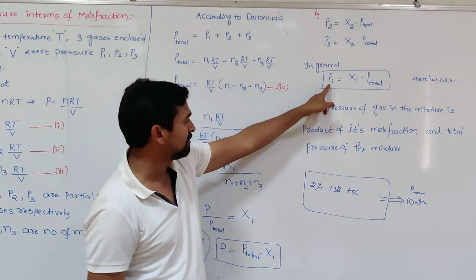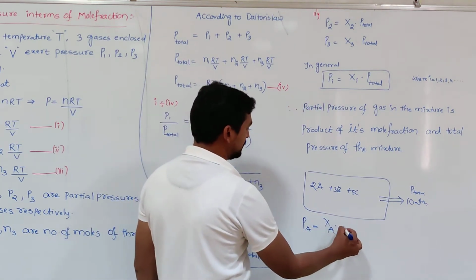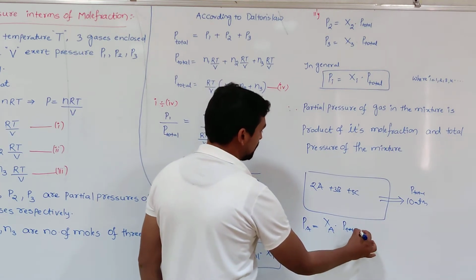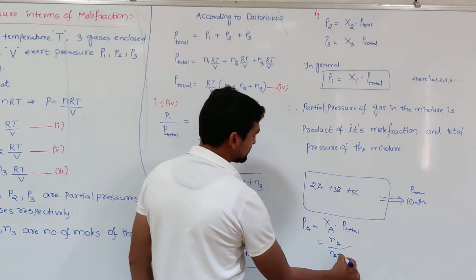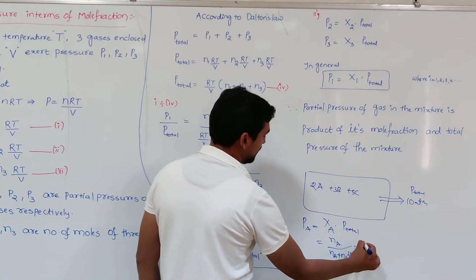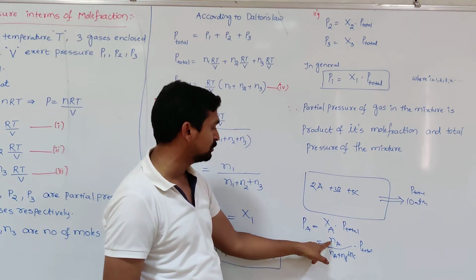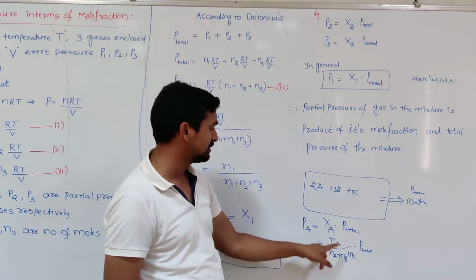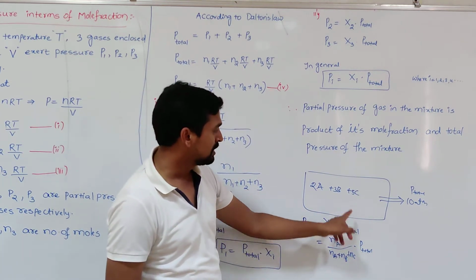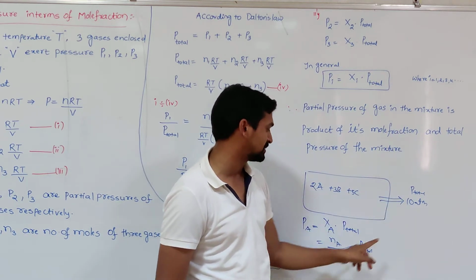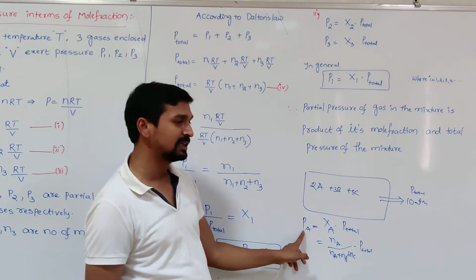The partial pressure of A is equal to the mole fraction of A into the total pressure. What is the mole fraction of A? Na by Na plus Nb plus Nc, into P total. The number of moles of A is given. How many moles? 2 moles. How many moles of B? 3 moles. How many moles of C? 5 moles. You have to substitute. The total pressure is given. How much? 10 atmosphere. By substituting all the values, we get the pressure exerted by gas A.